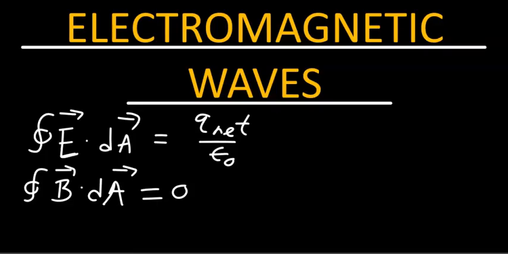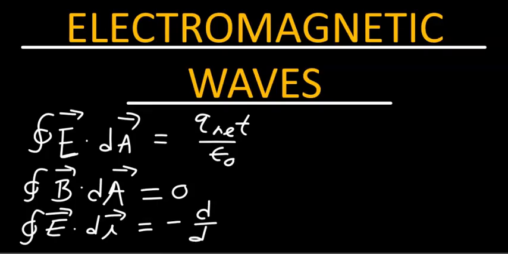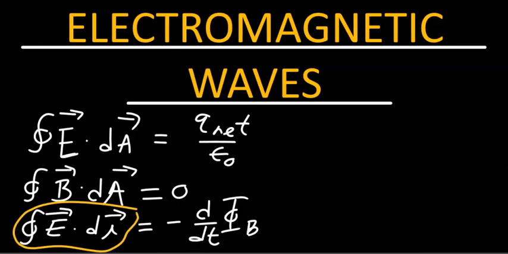The third equation is what we call Faraday's law, which states the induced EMF within a closed path equals the rate of change, or rather minus the rate of change, of magnetic flux. We recall from our previous video that induced EMF can be written in terms of electric field.